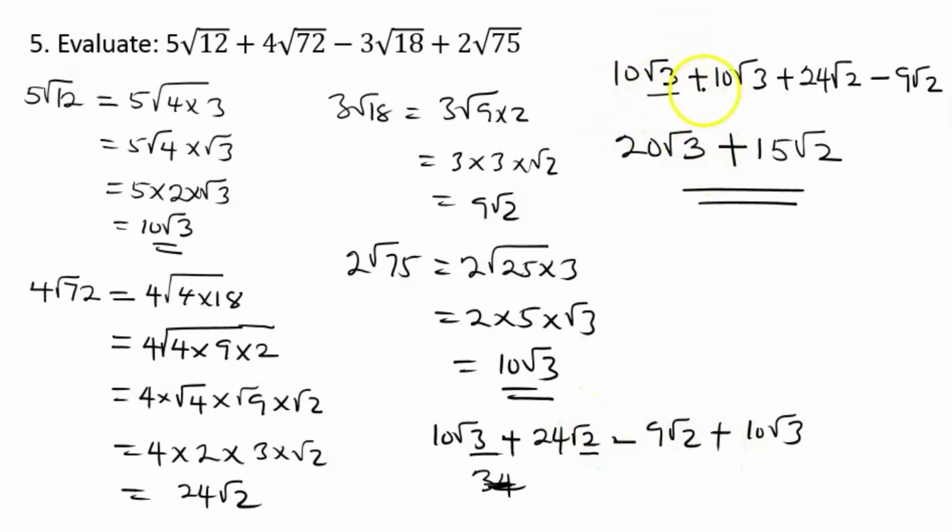10 root 3 plus 10 root 3. You see, I've picked this and I've picked this, because they are similar. Then later I went further to pick 24 root 2 minus 9 root 2. So this and this can be added together. That gave us 20 root 3. 24 minus 9 gave us 15, so 15 root 2. I believe we understand this video.